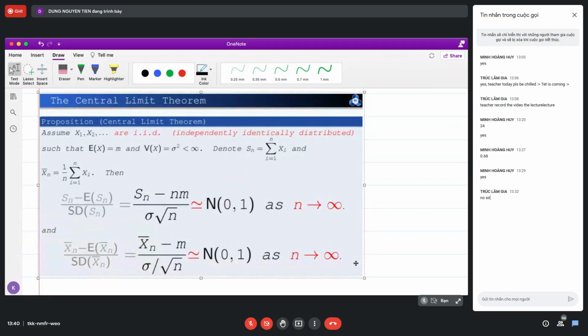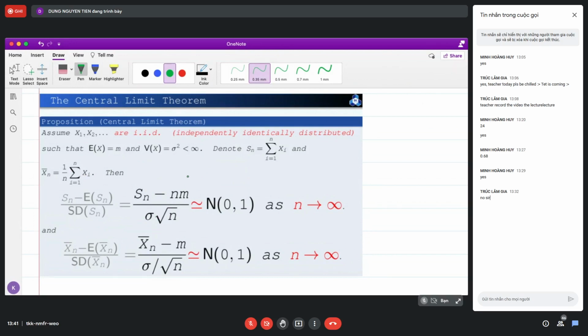the central limit theorem, which says that suppose that all the xi are IID, which means that they are independent and identically distributed. So they are independent and they have the same distribution, okay? Such that they have the same mean value and the same variance sigma square, and we still use the notation Sn for the sum, and x bar for the average value. And then we can standardize the sum Sn. We can standardize the average value x bar.